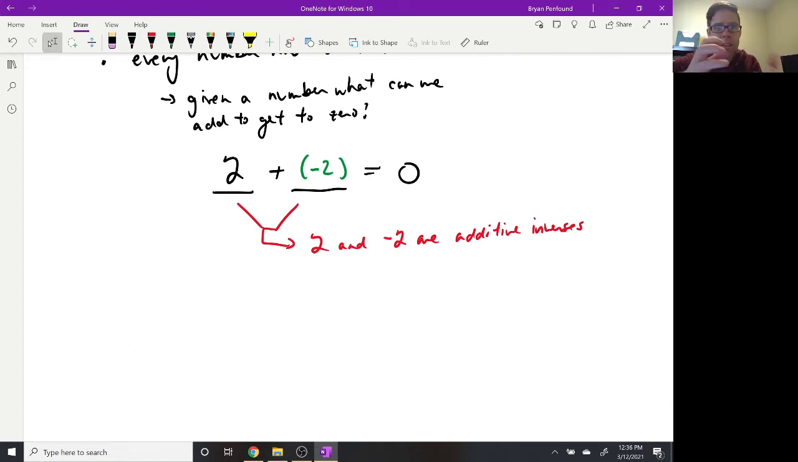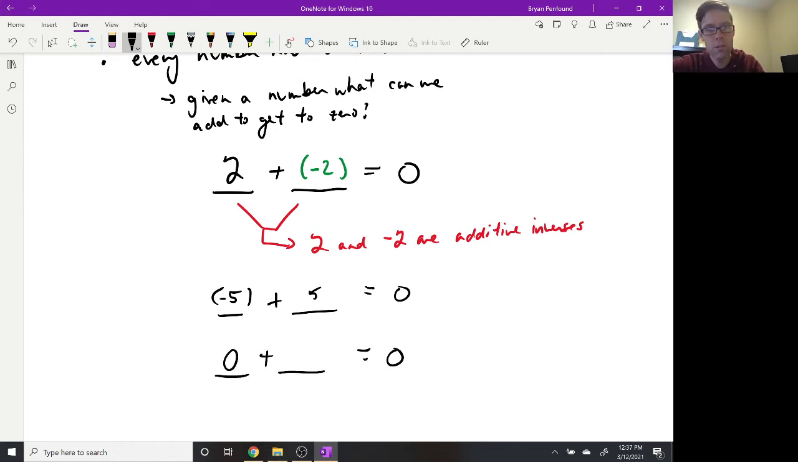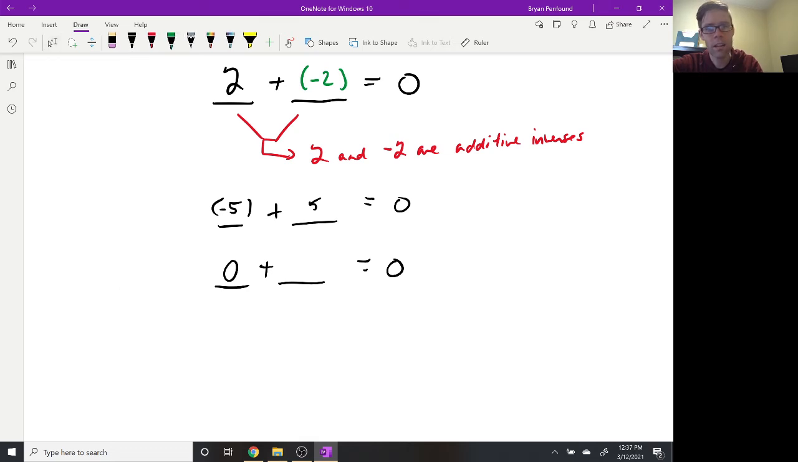So obviously, if I start with a positive number, the negative number that corresponds with that is the additive inverse. If I start with a negative number like negative 5, the number that I would like to add to that is the positive associated number. And then the one special case is that if we start with the number 0, what can we add to the number 0 to get back to itself? Well, we have to add the number 0. So 0 is the only special case. 0 is its own additive inverse. It's its own opposite.